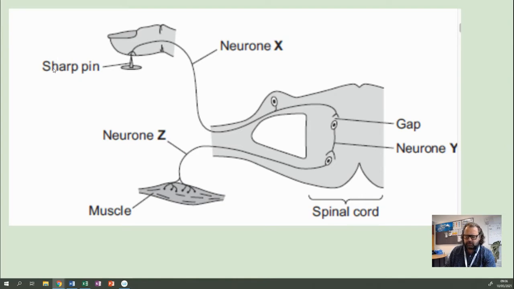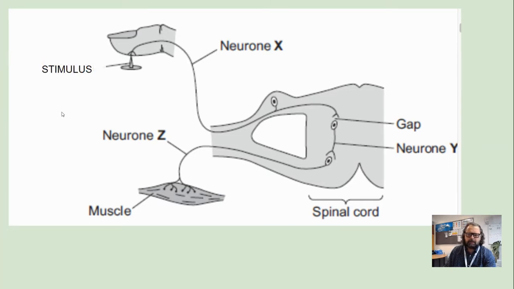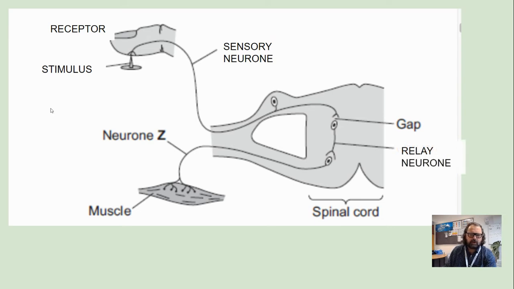It starts with a stimulus, and you can see the pin here is the stimulus, and it's detected by receptor cells in the end of the finger. Now the order of the nerves is important. So we're sensing the stimulus with a sensory neuron. This message is passed directly through your spinal cord via a relay neuron onto neuron Z, which is a motor neuron. And that takes the message to the muscle, which can contract.